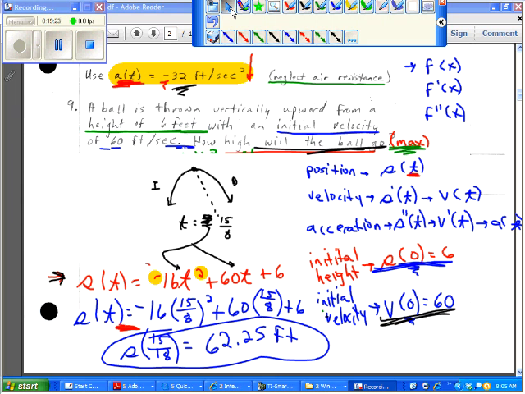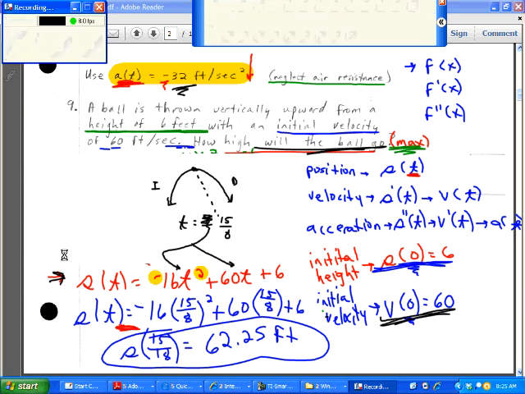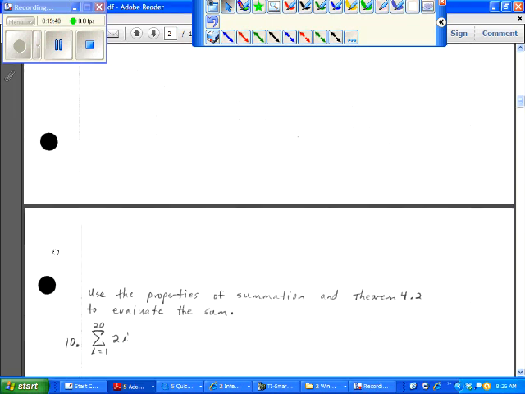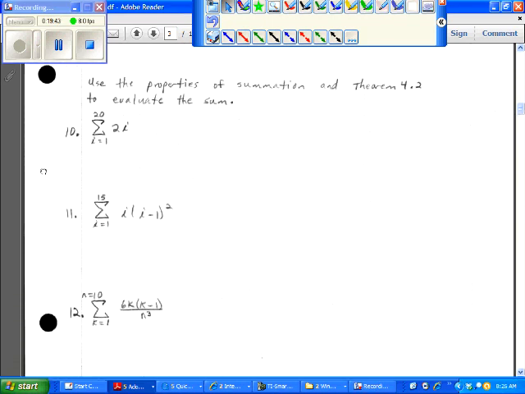Pretty neat use for some calculus. We got to apply integration there. Any questions on number 9? All right. Okay, we're going to move to the next part. That was actually Unit 4.1. All of that was Unit 4.1.